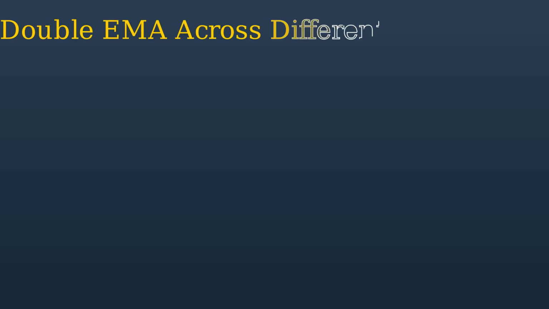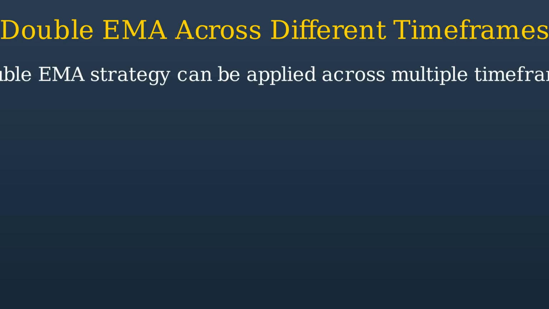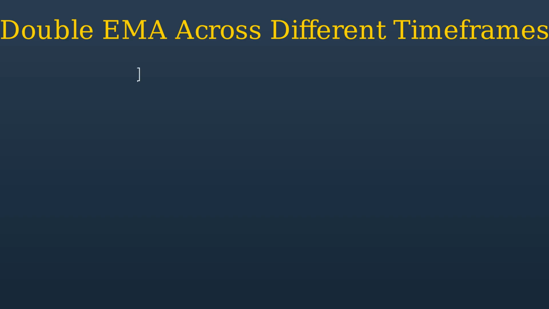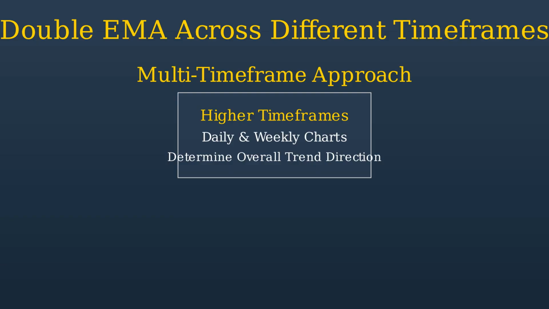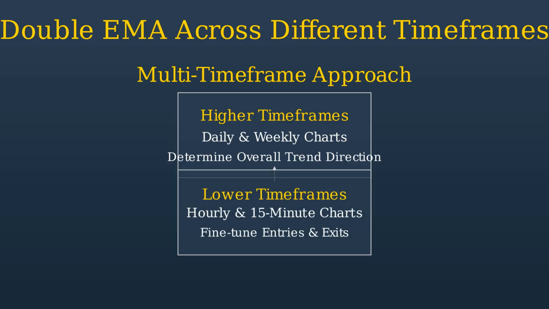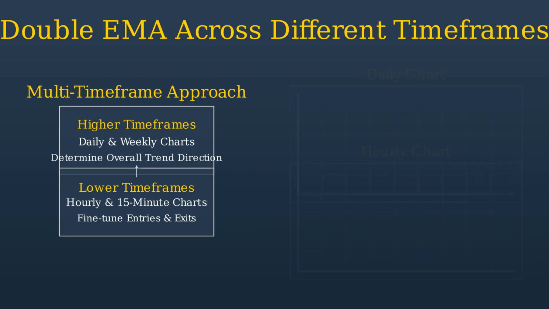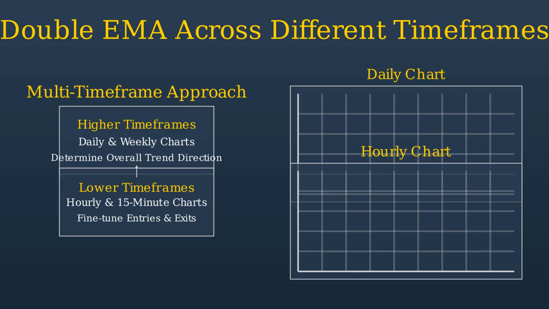The double EMA strategy can be applied across multiple time frames for more effective trading decisions. Many traders use a multi-time frame approach. Higher time frames like daily and weekly charts help determine the overall trend direction. Lower time frames such as hourly and 15-minute charts then help fine-tune entries and exits while staying aligned with the larger trend. Using the same EMA settings across timeframes creates consistency in your analysis.